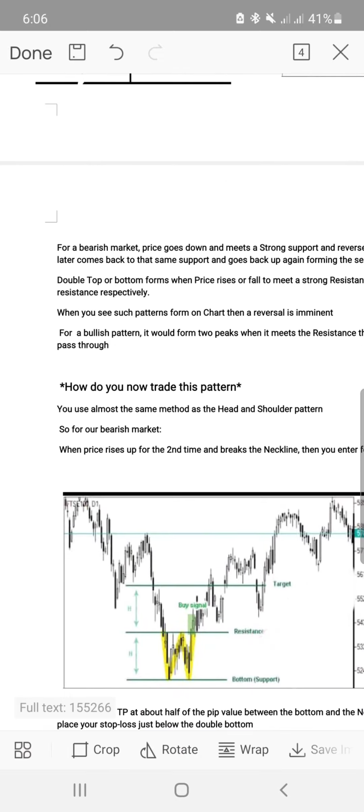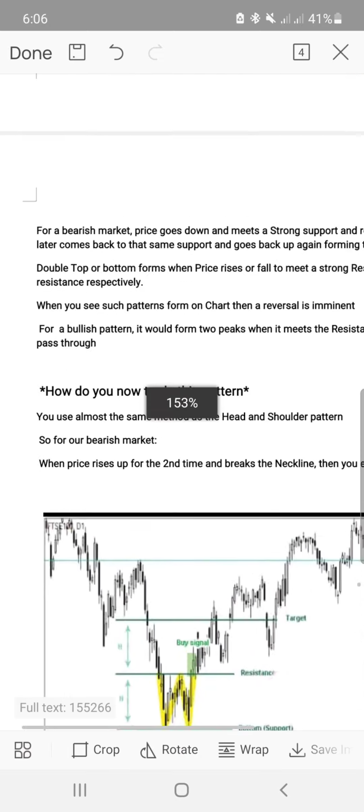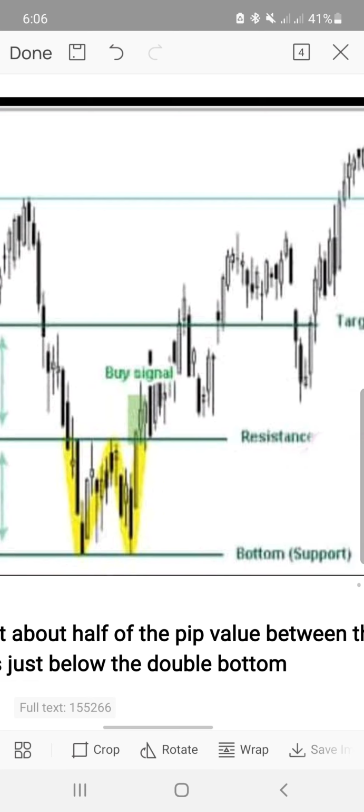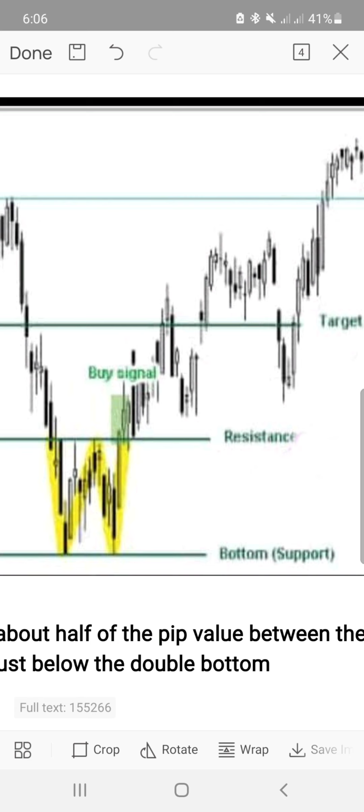Now, how do you trade these patterns? The same thing as with the head and shoulders pattern, right? Just wait for a breakout at the neckline. Once there's a breakout at the neckline, you can enter immediately, or if you don't want to enter immediately, you can wait for the market to break out and come back and retest. But it's not in every case that the market comes back to retest before you enter, right? So you can wait for the market to break out and come back and retest before you continue.